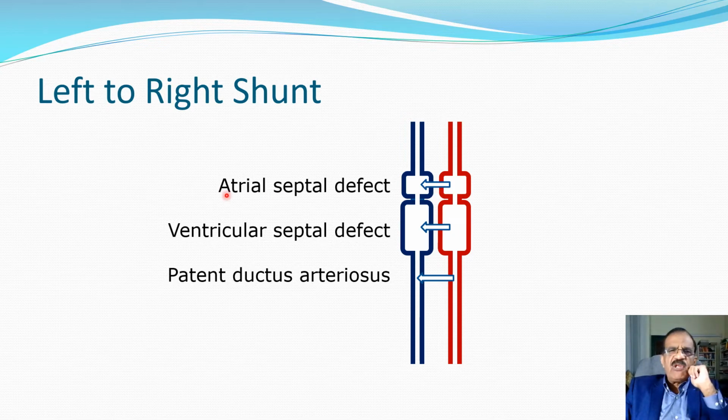So if there is an atrial septal defect, it would result in blood flow from the left to right, and this blood will then recirculate through the lungs. If there is ventricular septal defect, blood will be shunted from the left ventricle to the right ventricle, and then onward from the right ventricle it will recirculate through the pulmonary circulation. Similarly, if there is patent ductus arteriosus, blood from the aorta will be shunted to the pulmonary artery and then pass through the lungs. In either case, blood from the left side is shunted to the right side and gets circulated through the lungs again.